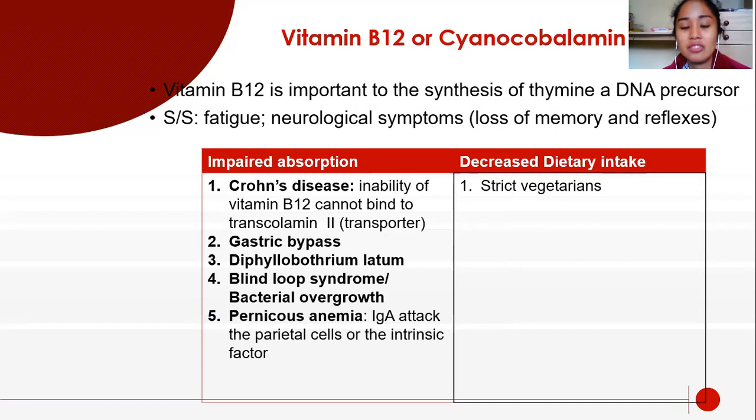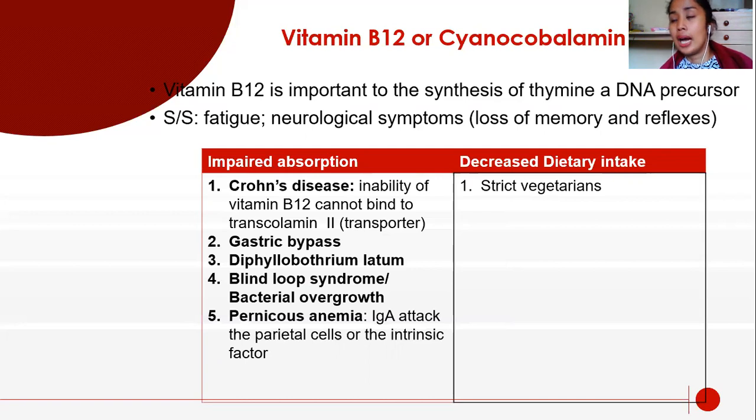Next, we have impaired absorption. So, I divided it into 2 lang. Kasi, napansin ko sa notes, parang absorption na naman. There's something wrong with the absorption. So, even though you have adequate intake of vitamin B12, but there's something wrong here eh, in the gastric area where vitamin B12 is supposed to be produced. Yan.